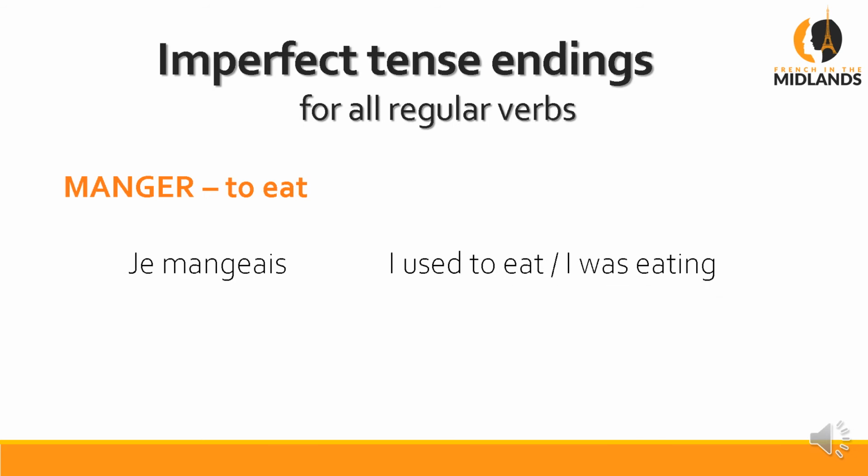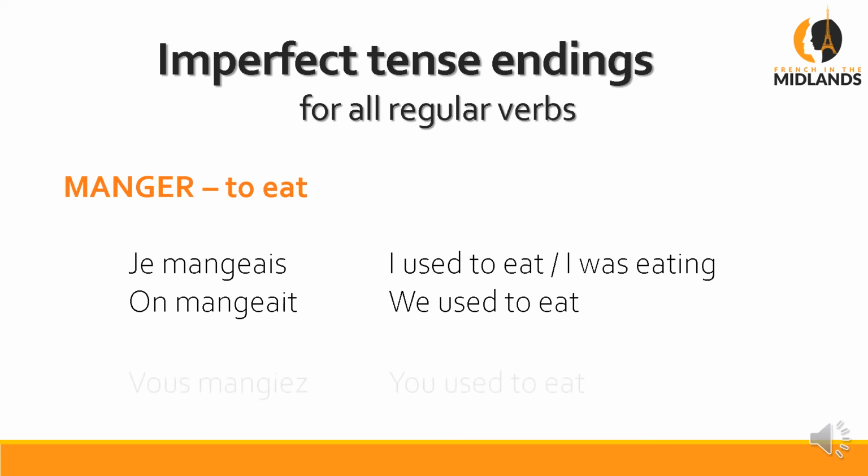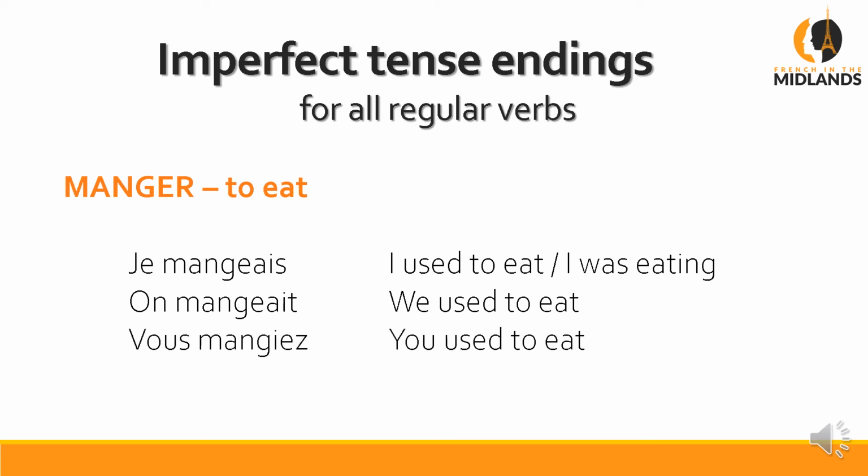So you remove your O-N-S, you get left with M-A-N-G-E, and then you're going to stick A-I-S for je on the end, je mangeais, and that makes it I used to eat or I was eating. It goes for both. You see, the used to bit is the A-I-S at the end of the verb. On mangeait, we used to eat or we were eating. Vous mangiez, you used to eat or you were eating. Ils mangeaient, they used to eat or they were eating.